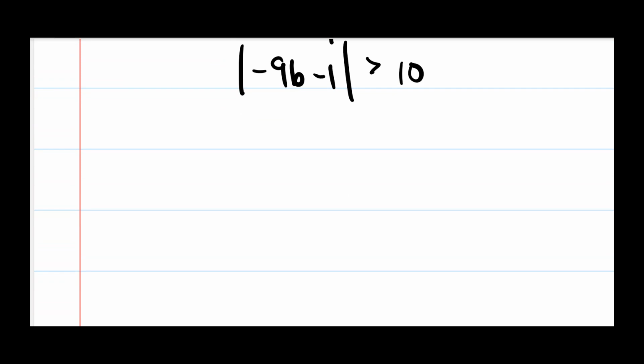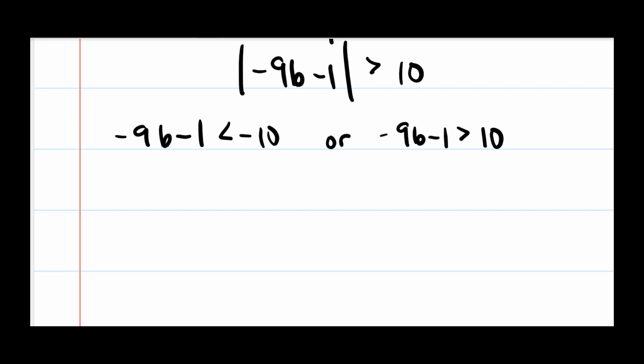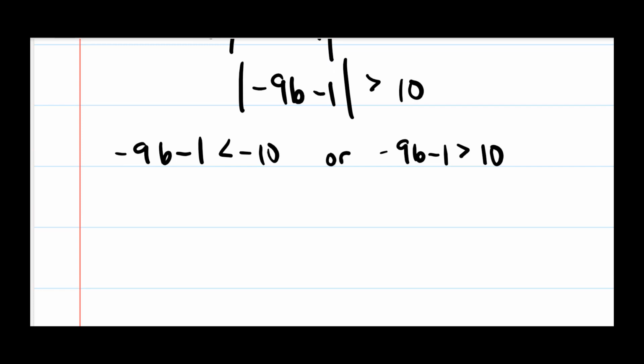So when you have the greater than symbol, you're going to set this up. So -9b minus 1, that piece could be less than -10, or -9b minus 1 is going to be greater than 10. So those are going to be the two separate inequalities that we will find. So when you get the blob, the absolute value part by itself, you're going to split this into two separate problems. It's going to be an OR problem.